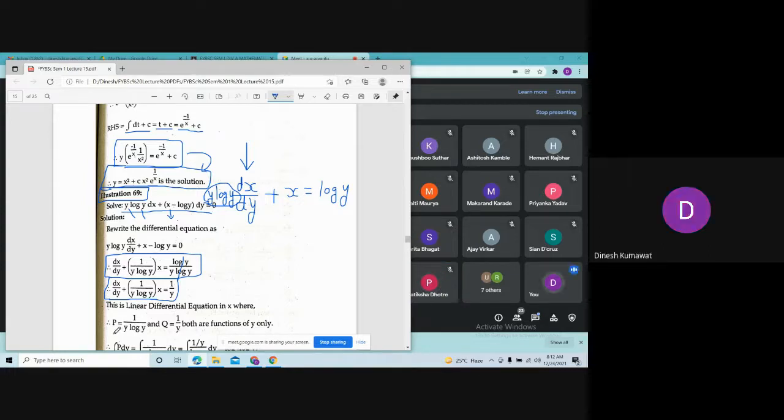Yes, because it is given below, right? Yes. You could tell even otherwise. So you can see both are functions of y only. Okay. So this is a linear differential equation in x where p and q both are functions of y only.